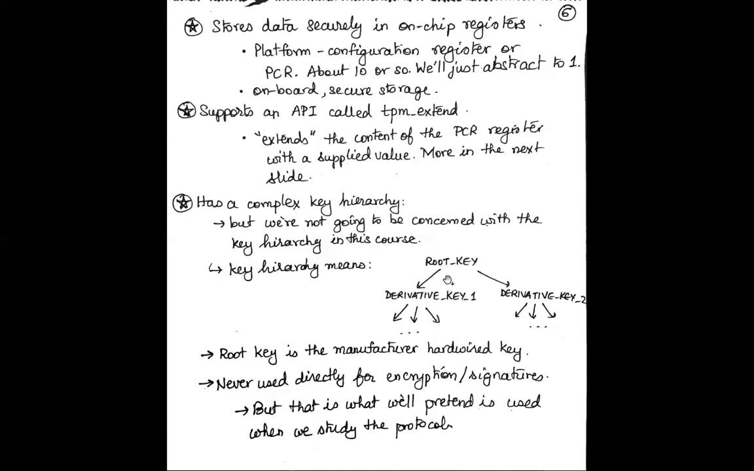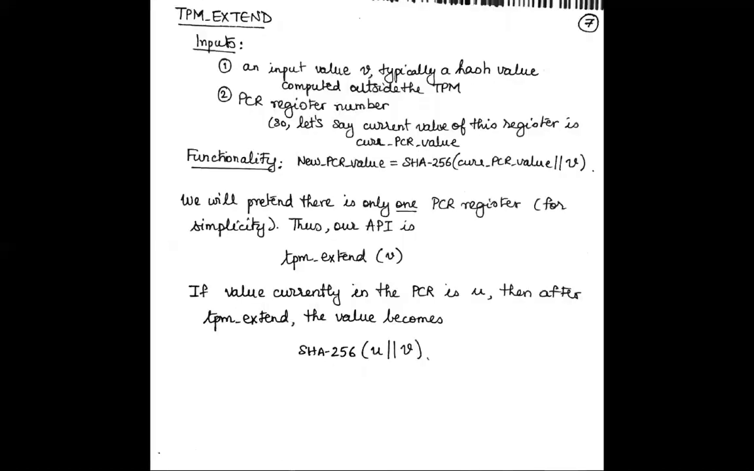So the root key is actually the manufacturer hardwired key. It's never used directly for encryption and signatures, but we'll pretend for this lecture that there's only one key pair, a public-private key pair, and that is what is used in the attestation protocols, just to simplify things. But in reality, you should know that there is a complex key hierarchy. All right. So in the next slide, we will start looking at Tpm Extend. It's the core of the attestation protocol. So what is this Tpm Extend operation?